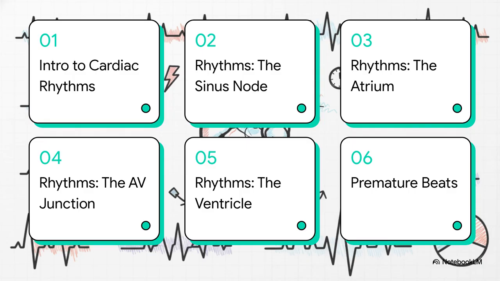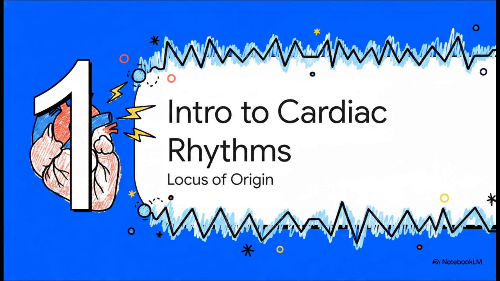We'll start with the most basic rule for how rhythms get their names. Then we'll work our way down, anatomically speaking, starting at the sinus node, moving to the atria, the AV junction, and then landing in the ventricles. And to wrap things up, we'll take a closer look at those little hiccups called premature beats. Okay, let's get right to it.